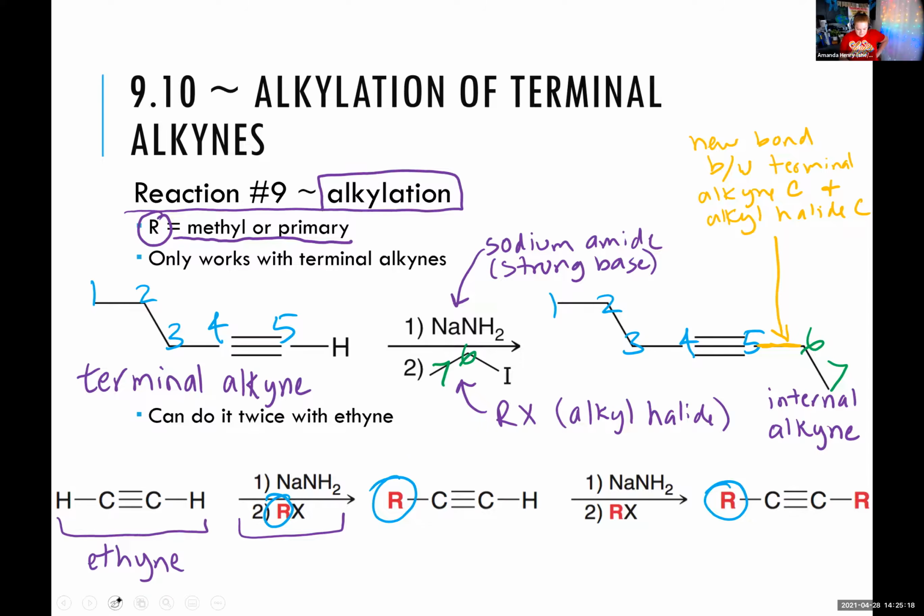And then we can react it again with sodium amide and an R group. We can have two different R groups on either side, so we can create an internal alkyne that is asymmetrical. So here's what's nice about this reaction. I said it's the most powerful reaction that we've learned so far.